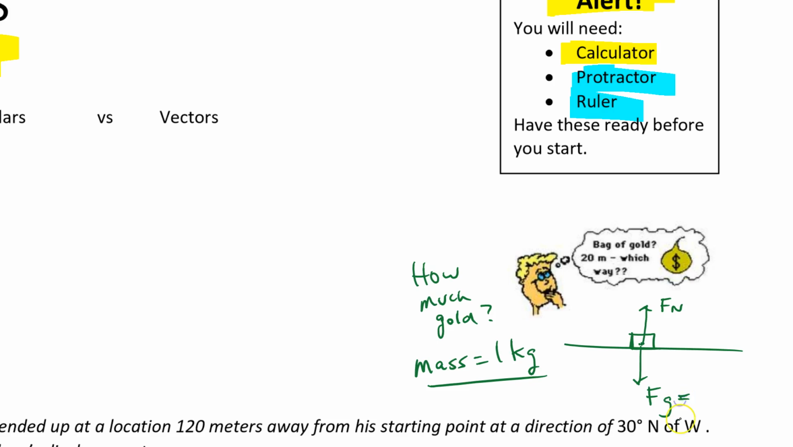So if you recall, then I would end up getting 10 newtons for each kilogram. So I would actually have a 10 Newton force downwards and a 10 Newton force upwards. I'm assuming it's not accelerating and all that's at rest. So that's something it would look like.